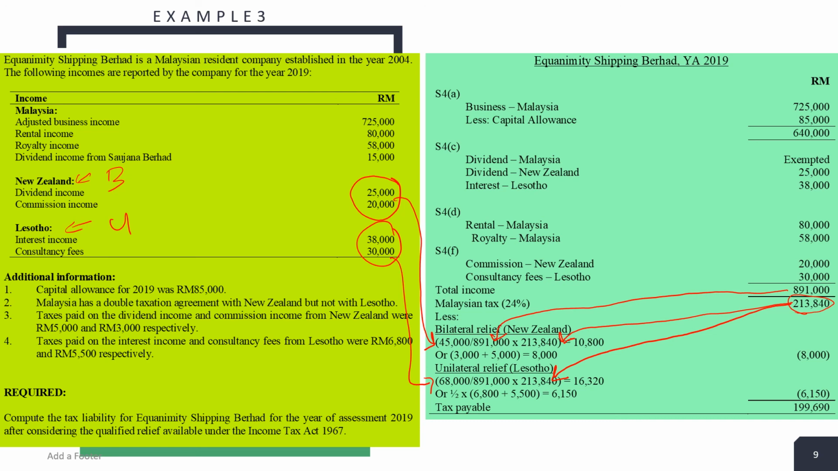Put here, and we can now calculate the final tax payable. Take this one, 213,840, deduct bilateral relief, deduct unilateral relief, and finally you will get the final tax payable of 199,690.